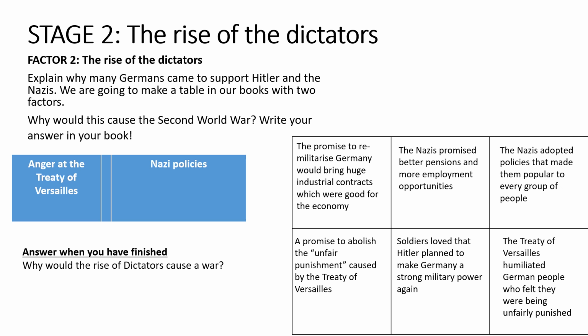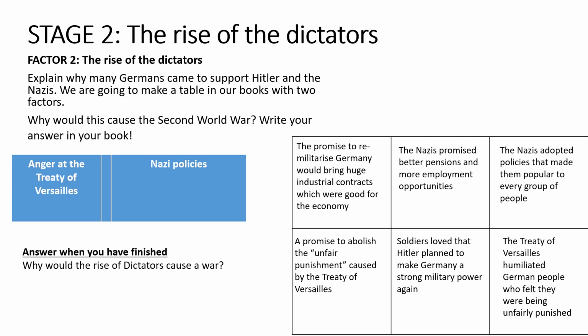The Nazis adopted policies that made them popular to every group of people. So they made policies in every area which made them popular to all kinds of different people and not just rich people or white people, for example. The fourth one, a promise to abolish the unfair punishment caused by the Treaty of Versailles. Okay, so the Nazis and Hitler specifically were going to abolish the unfair punishment. Fifth one, soldiers loved that Hitler planned to make Germany a strong military power again.